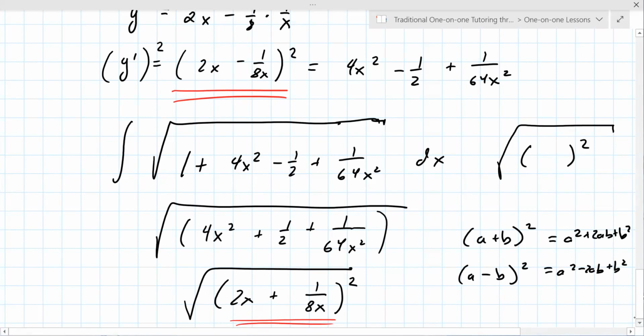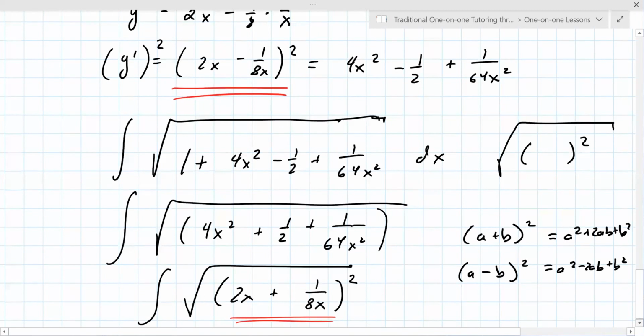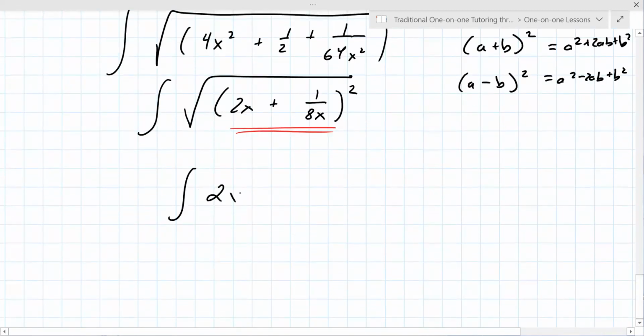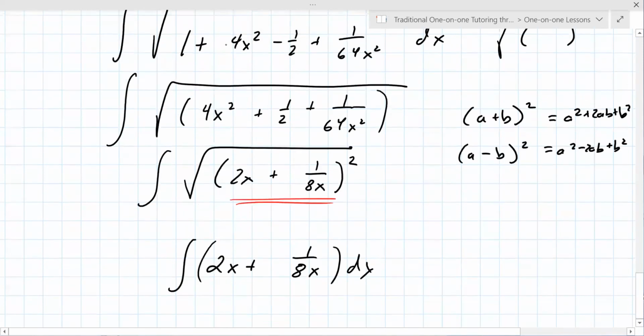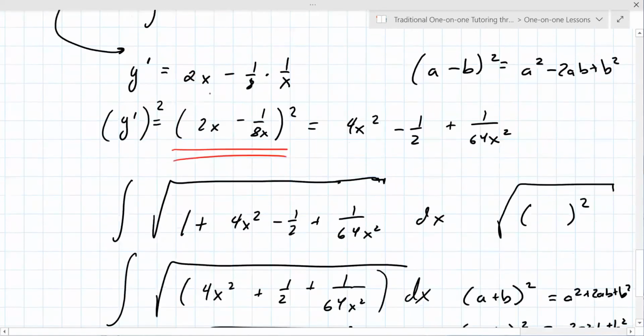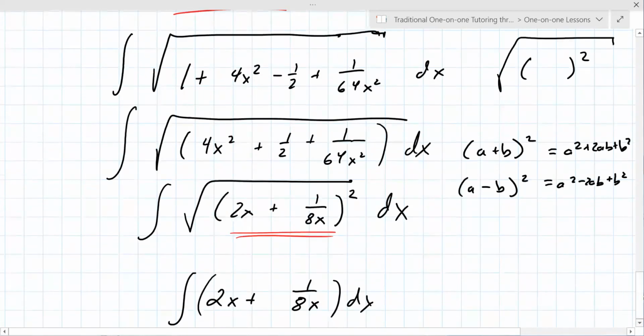Okay. So then your integral becomes just the integral of 2x plus 1 over 8x. And we're doing that. Oops, I didn't write my dx in any step here. dx. Then we go back. It was from 1 to 2, 1 to 2 here.